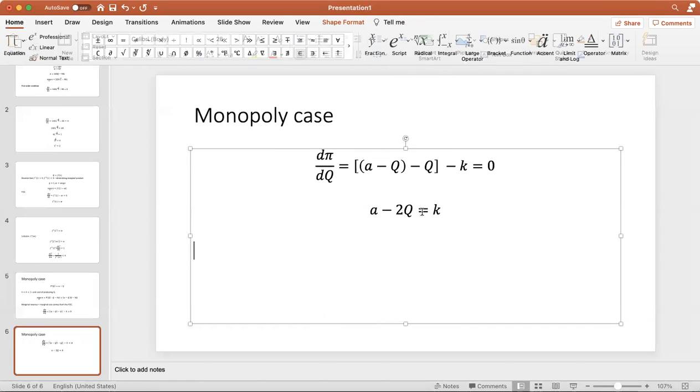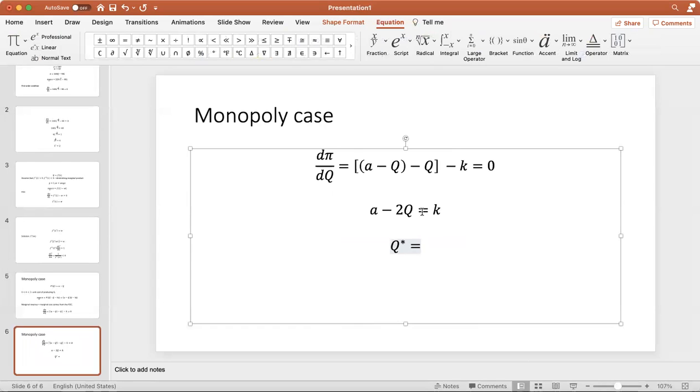So Q star will be equal to A minus K over 2. Moving terms, so you have A minus K, you have 2Q on the right-hand side, divide both sides by 2, and you'll have the optimal quantity for this monopolist.